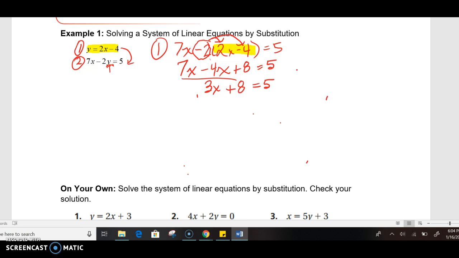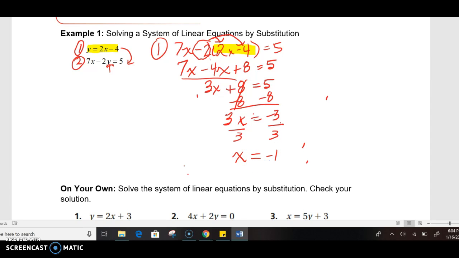So in the first step, I'm going to go ahead and subtract 8 from both sides because I want to isolate that term containing my variable. So now I have 3x equals negative 3. Again, watch your signs. So I divide by 3 on both sides. So x equals negative 1.